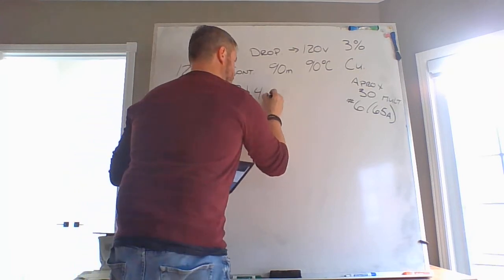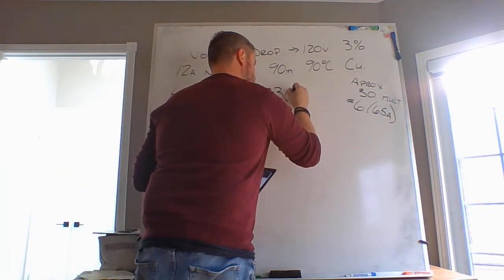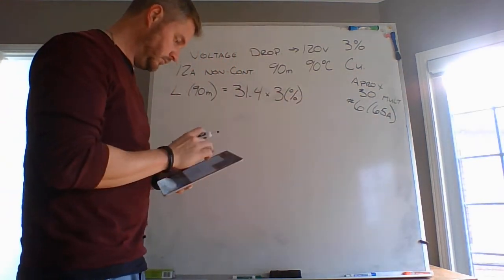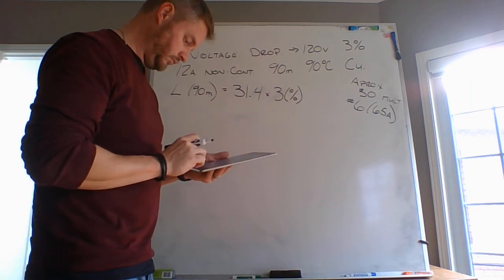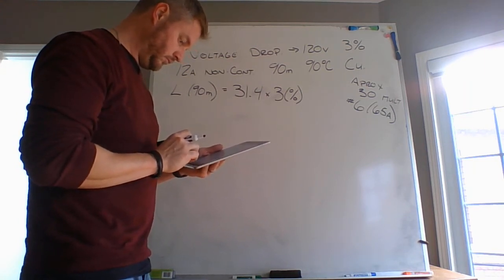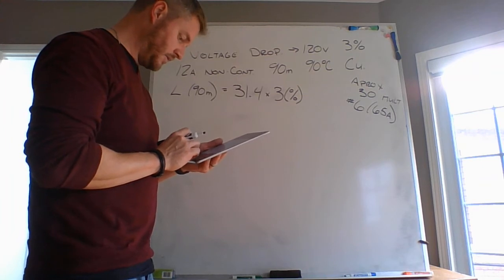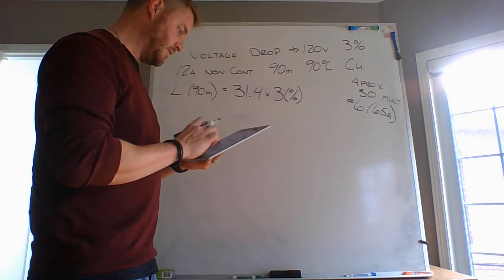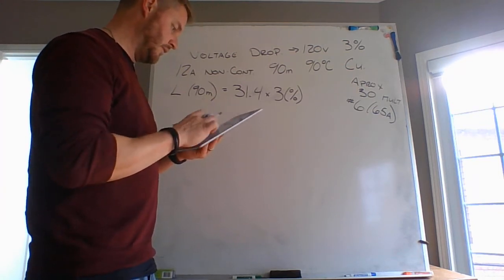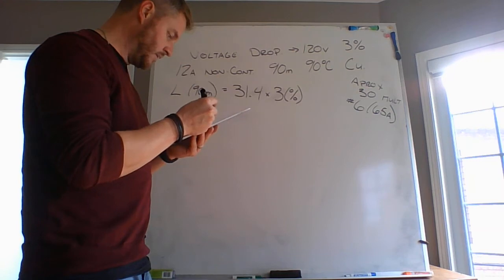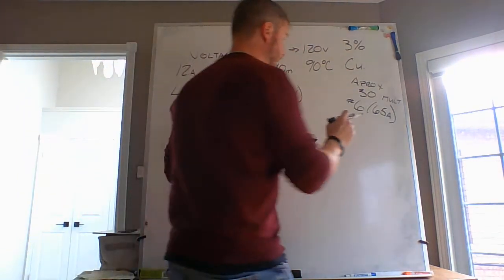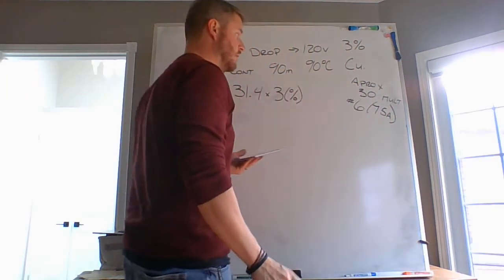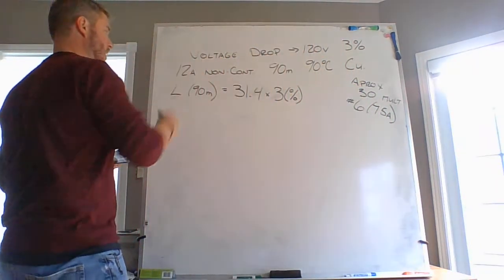31.4 is your multiplier. Multiply that by your nominal 3%. Double check. 65 amps, might be 75 amps. Let me be sure. Table 2, 90 degrees Celsius, number 6. 75 amps. That was right. I had a feeling about that. 75 amps. Good for a number 6, 90 degrees Celsius, 12 amps non-continuous.